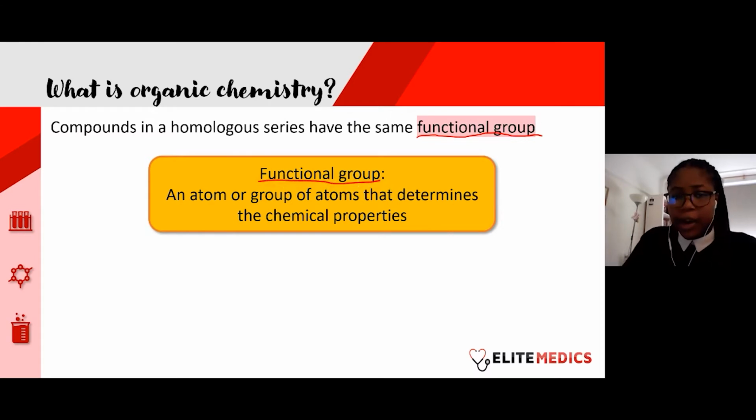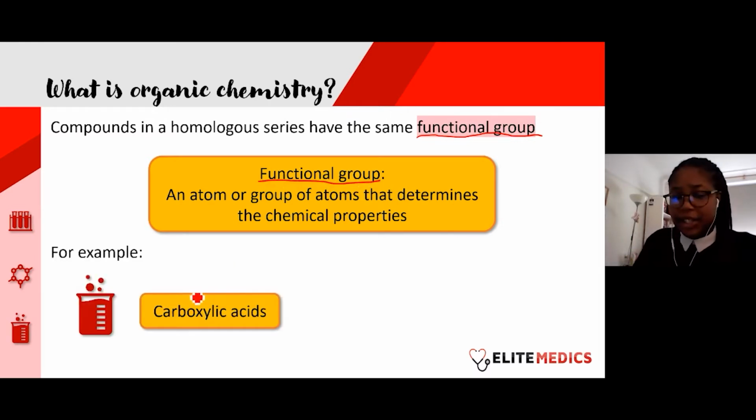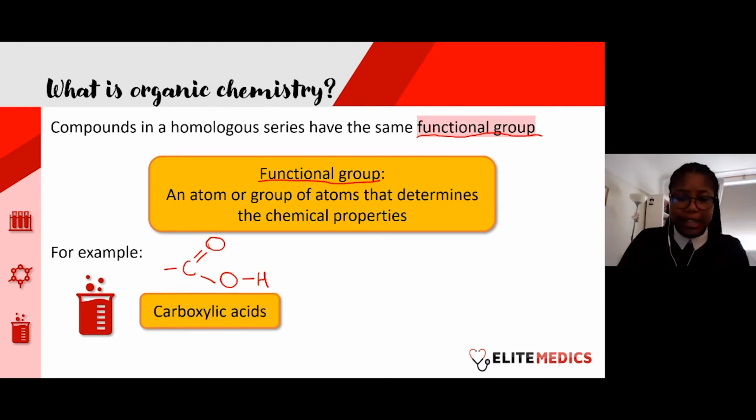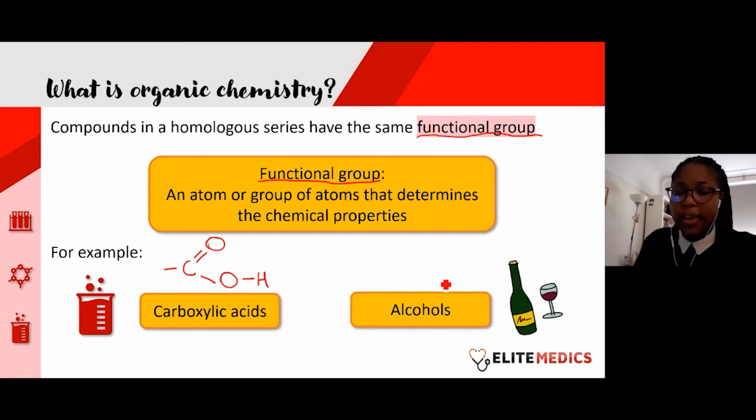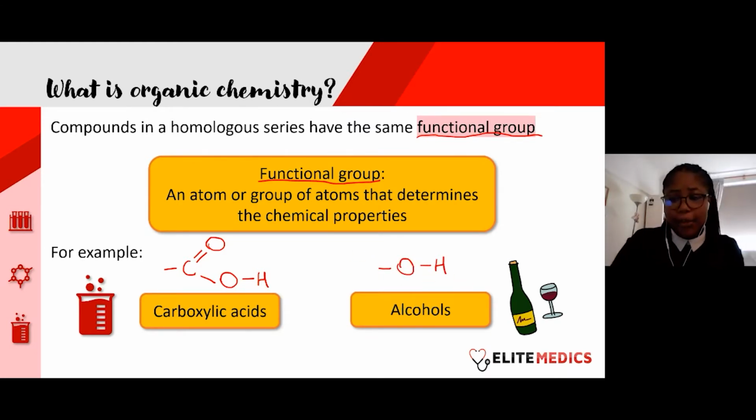For example, going back to the homologous series that we've already mentioned, the carboxylic acids, they all have similar chemical properties because they all contain a carbon atom, double bonded to an oxygen atom, bonded to an oxygen and hydrogen atom. This is the functional group of carboxylic acids, the group of atoms that all carboxylic acids have, and that's what determines their chemical properties. Alcohols, our other homologous series, all contain the OH, hydroxyl, functional group. They all contain this group of atoms, and that's what influences their chemical reactions, and that's why all alcohols have similar chemical properties.